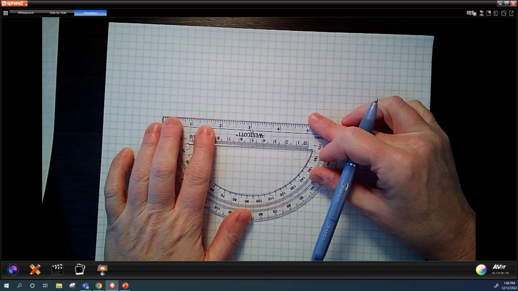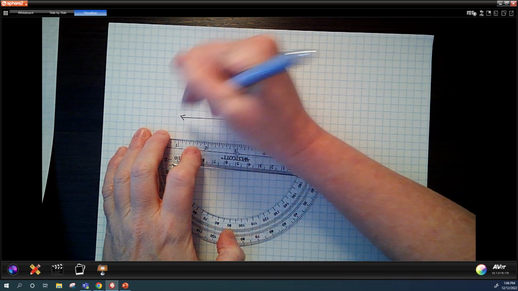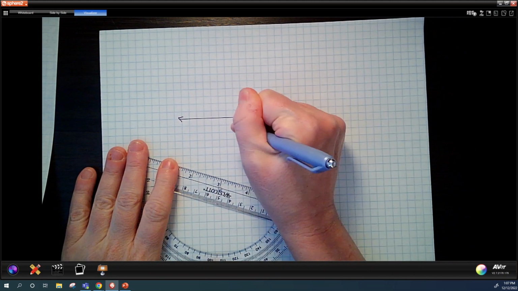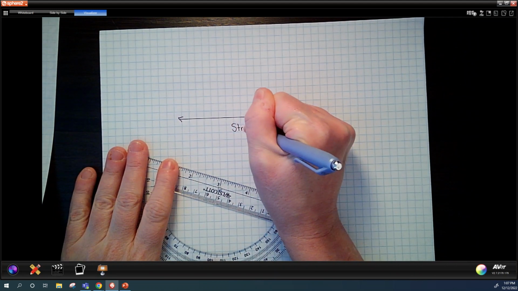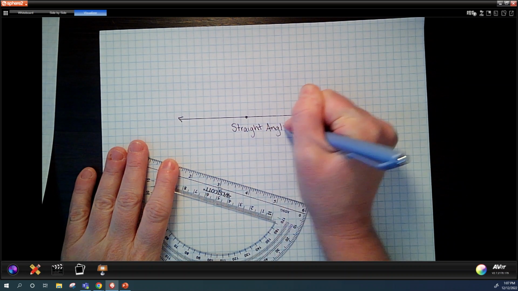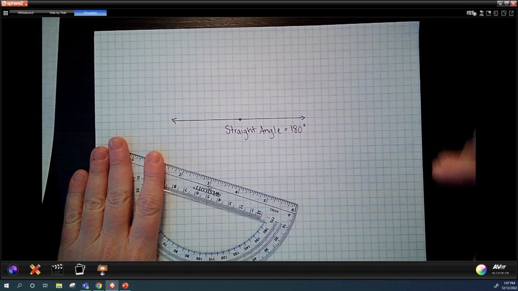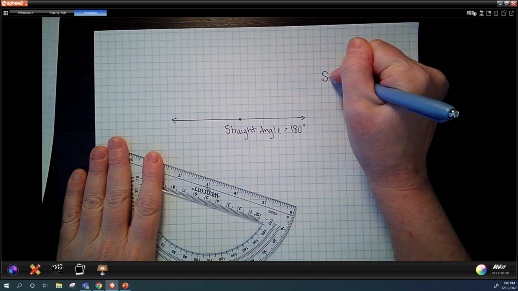Now, supplementary angles are very similar, but instead of 90 degrees, they make 180. So if I draw a straight line, this is a straight angle. Yes, there is such a thing as a straight angle, or we can just say it's a line, and that would total 180 degrees.